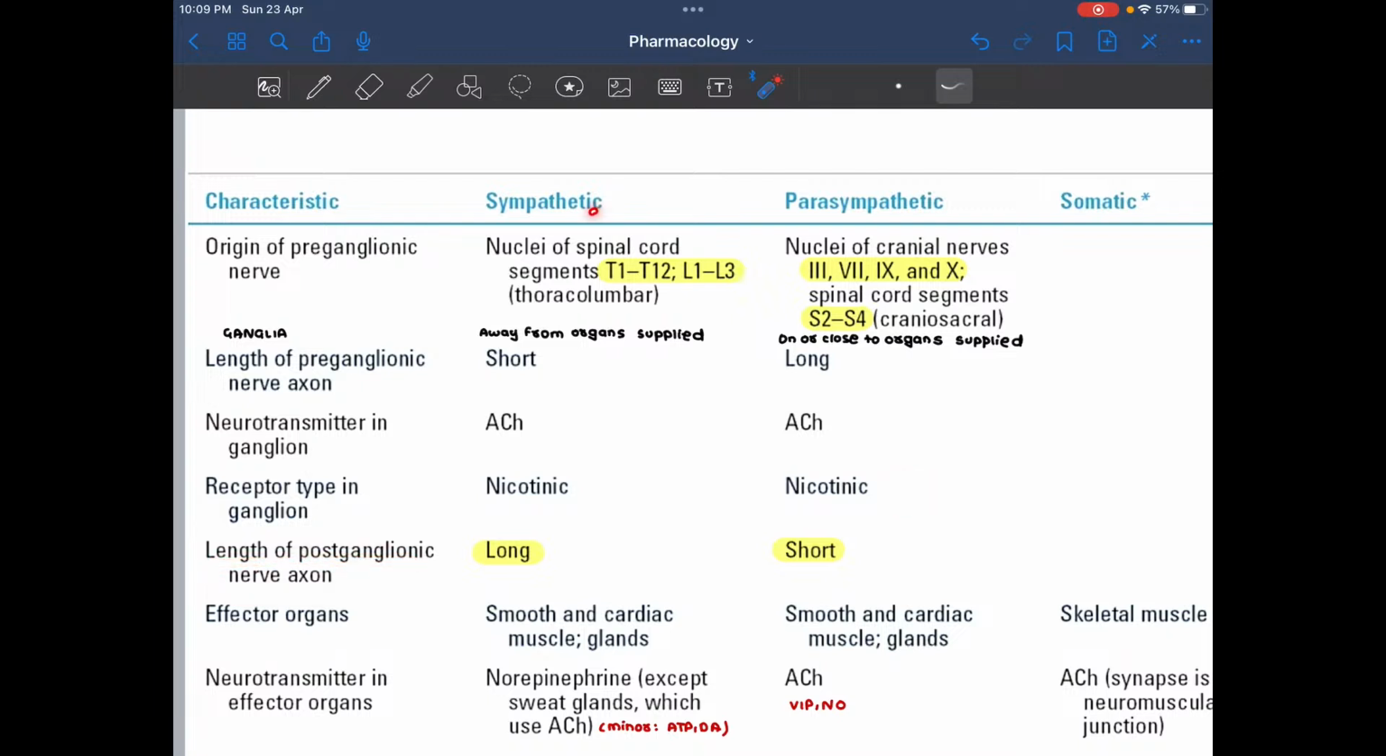In which case will it be longer? In case of the sympathetic nervous system, it's going to be longer because the ganglia is away from the effector organ. So the post-ganglionic nerve axon is going to be longer in case of the sympathetic nervous system. Right? We know they have many effector organs. We know that.